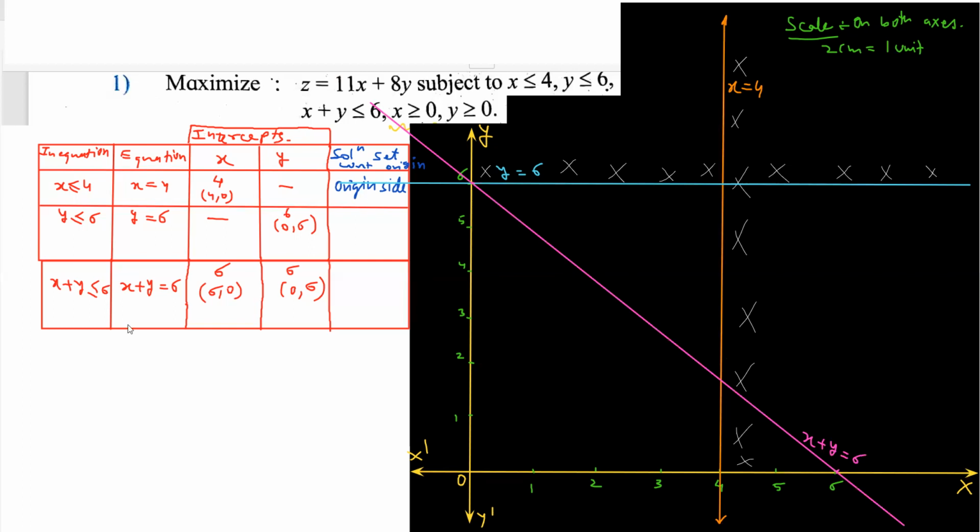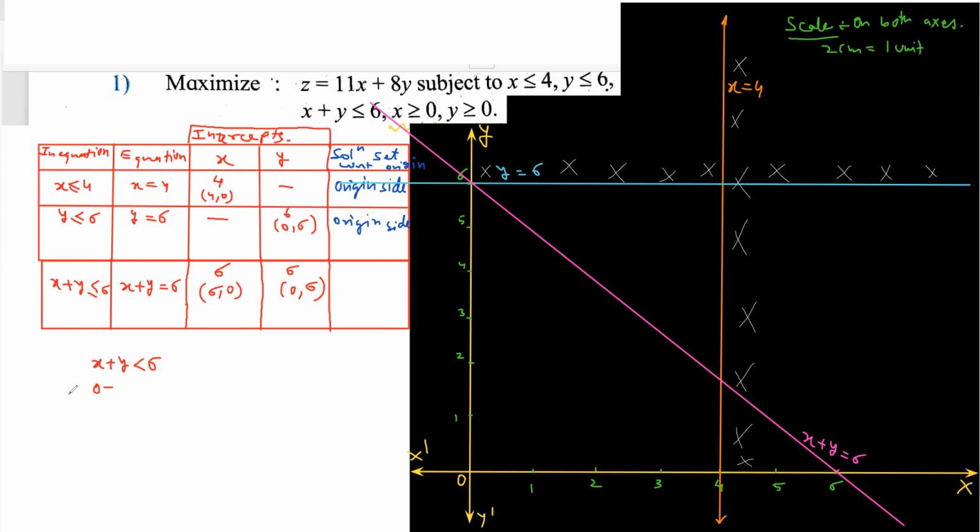See, here also it was the origin side for y less than or equal to 6. And for this one, it's again x plus y less than 6. How do I decide if it is this side of the line or this side of the line? Very simple. I will take the coordinates of the origin and substitute here. So when I substitute, I get 0 plus 0 less than 6. So 0 less than 6, which is true.